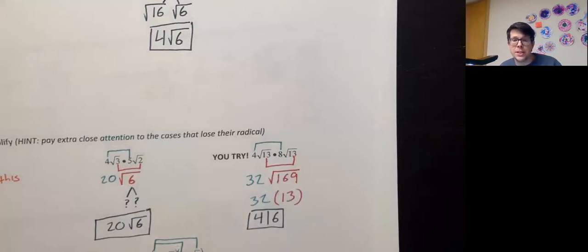13 times 13 is 169. And not surprising, the square root of 169 is in fact 13. So our 32 stayed. And we now have a very nice 13 that is no longer underneath the radical.